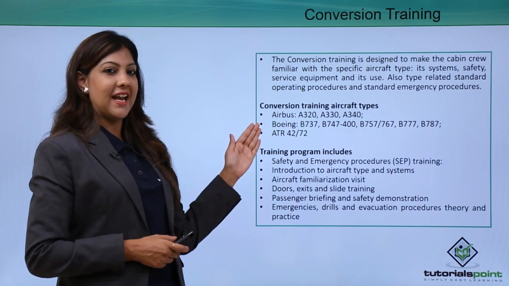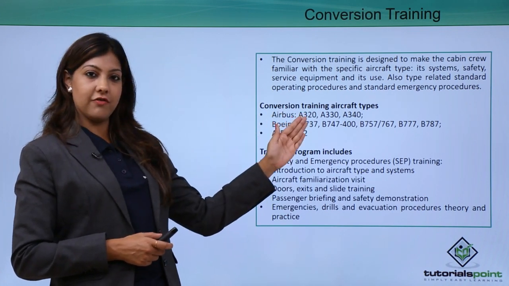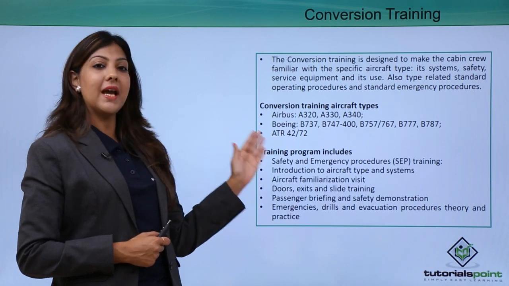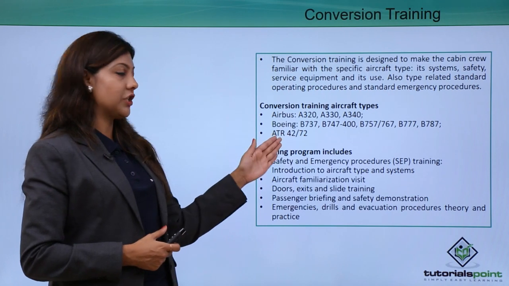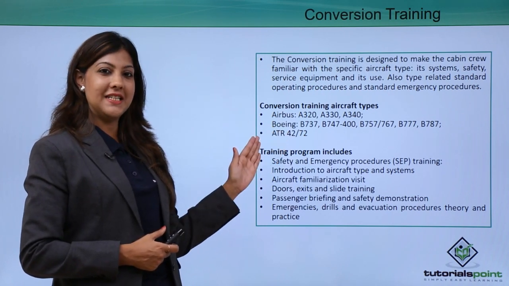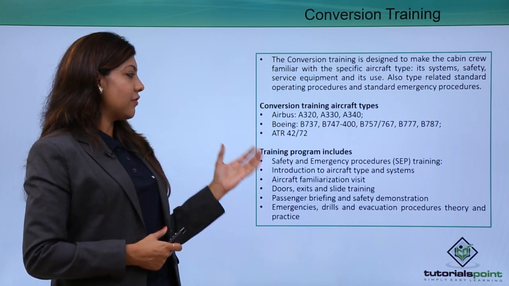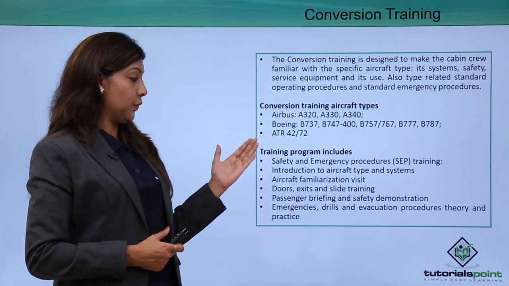Well, a conversion training can happen for Airbus and the different Airbus models, Boeing and the different Boeing models, ATR and the different ATR models, which is 42 and 72. That's a 42-seater and a 72-seater. Now, a training program of conversion training includes the following.